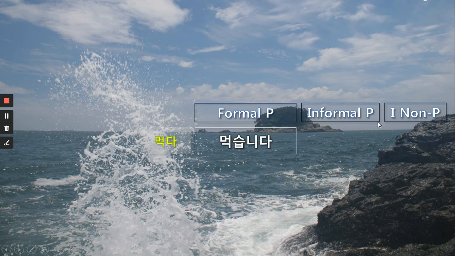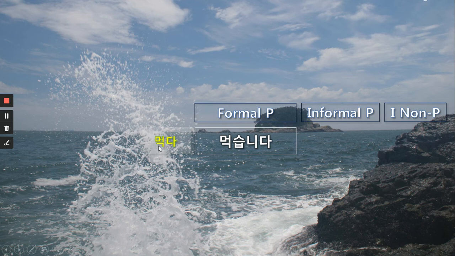Informal polite. How many forms do we have? Three. 아요, 어요, 해요. Okay? So 먹 has a dark vowel. So what do we need? 어요. And do you remember the second step? First step is whether it has a bright vowel, dark vowel, or hada verb. Second step is whether it has 받침 or no 받침. When it has 받침, no change. When it has no 받침, contraction.